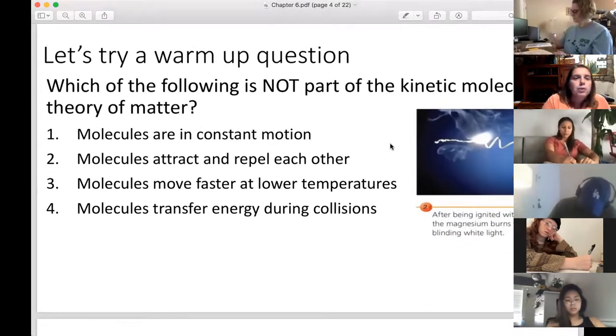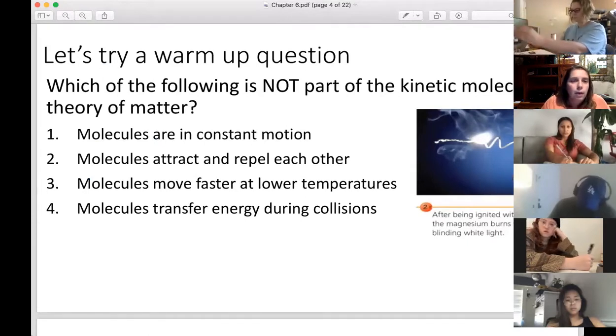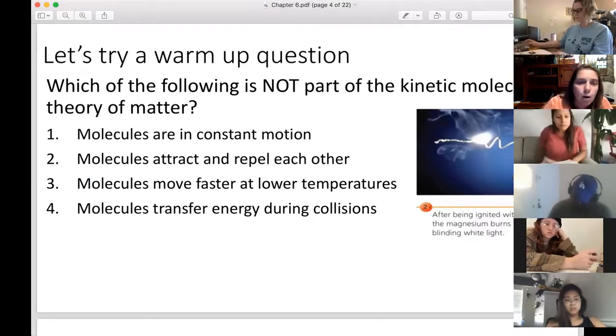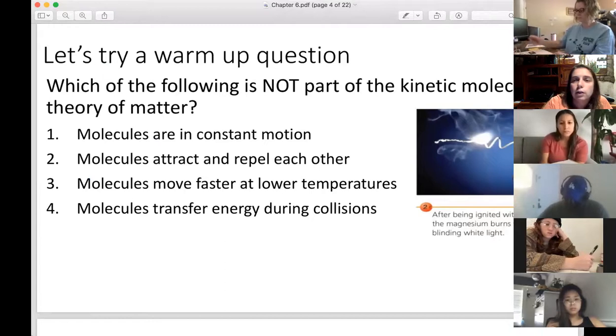So a warm-up question: which of the following is not part of kinetic molecular theory? Molecules are in constant motion. Molecules attract and repel each other. Molecules move faster at lower temperatures, or molecules transfer energy during collisions.